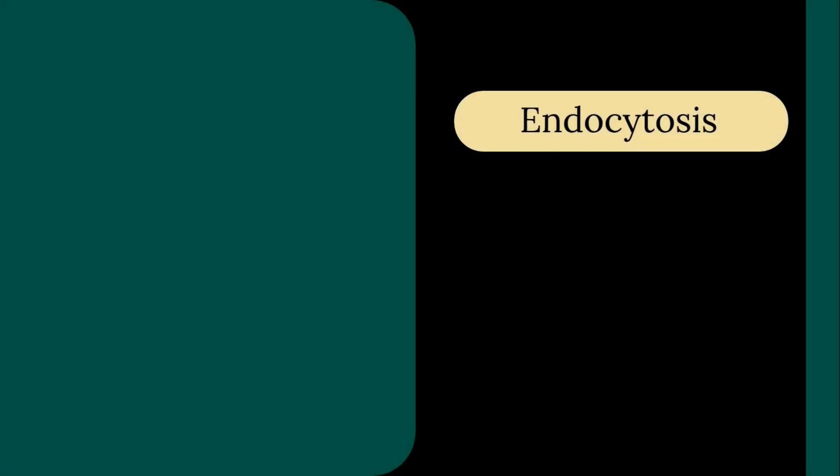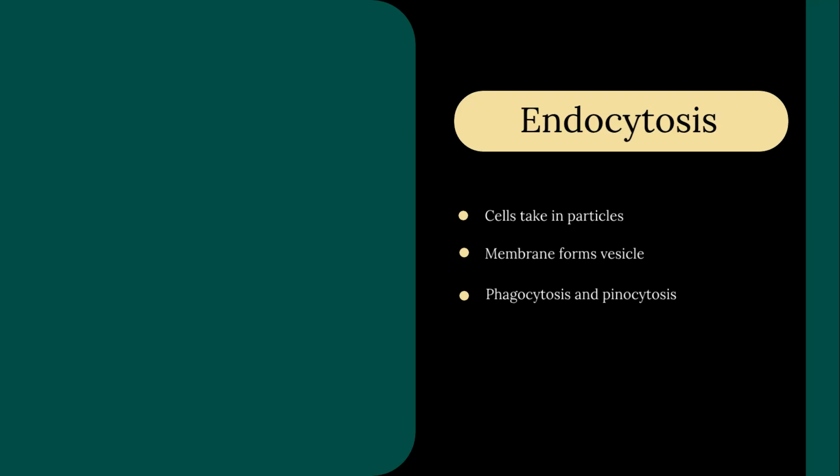Endocytosis allows cells to take in large particles. The membrane surrounds the material, forming a vesicle. There are two main types: phagocytosis and pinocytosis. This process requires energy and is vital for nutrition. It plays a role in immune responses and cell maintenance.